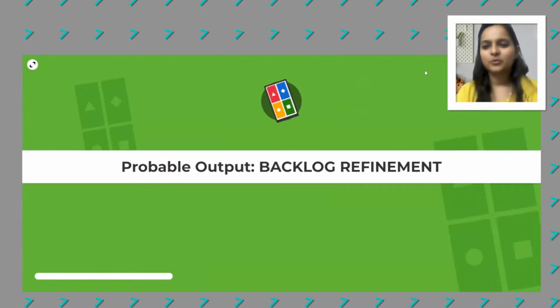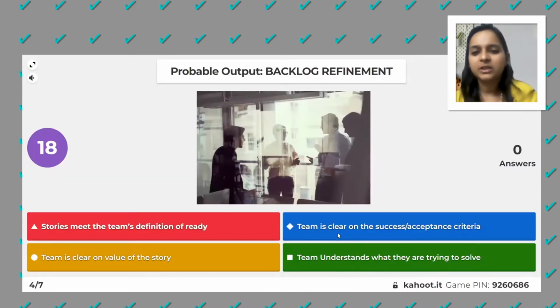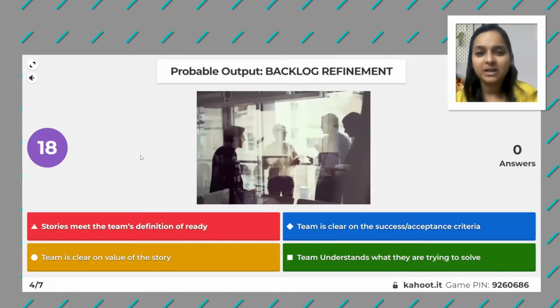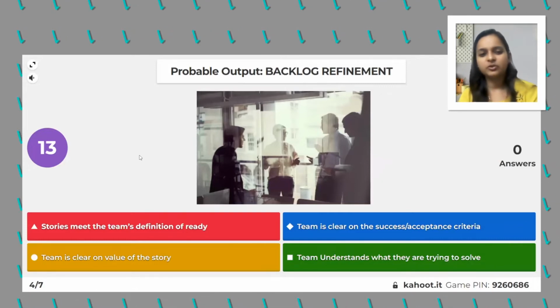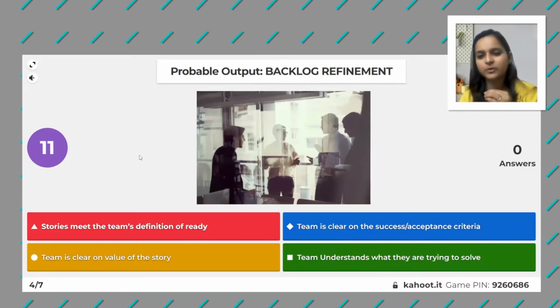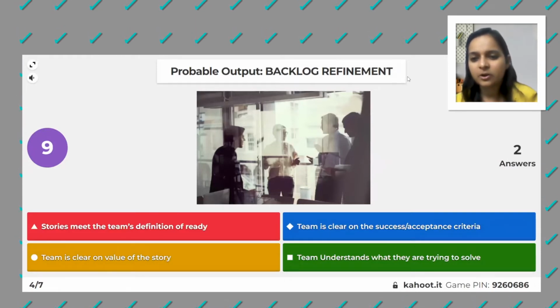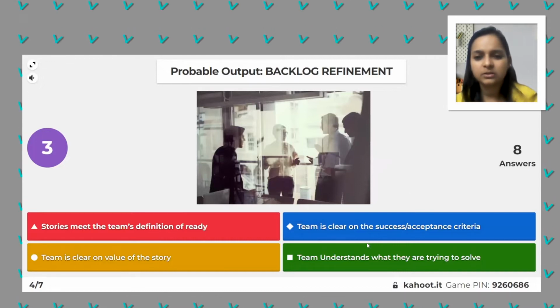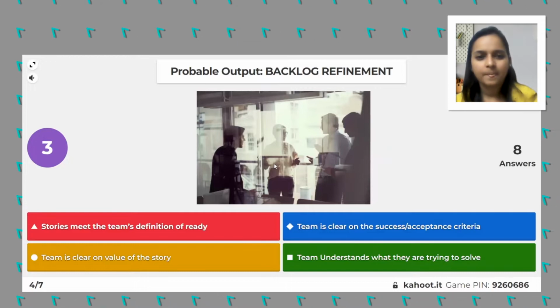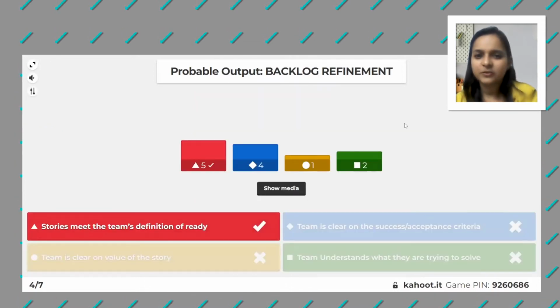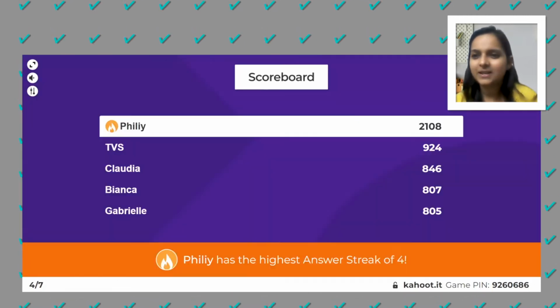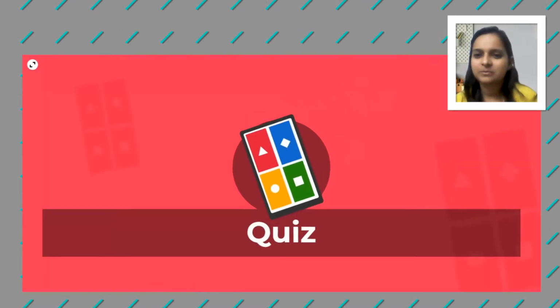So what is the probable output of the backlog refinement? The story meets the definition already. Team is clear on the value of the story. Understand what the story talks about, or it has the success criteria. 4, 3, 2, 1. Story meets definition already. That is the output. Okay, I guess nobody is beating Philly.